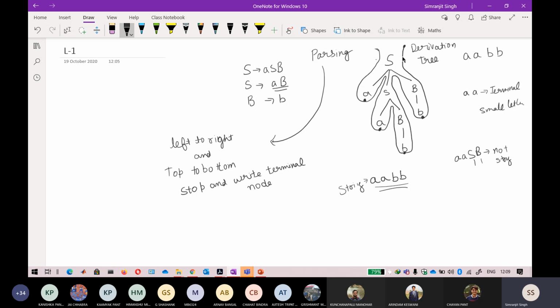Now what is the yield of that derivation tree? The yield of a derivation tree is the string it is generating. So from this derivation tree the yield is AABB.